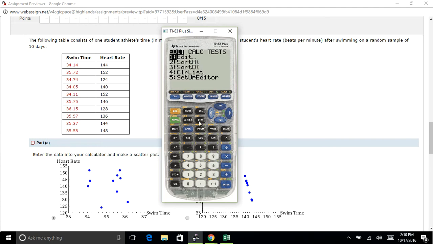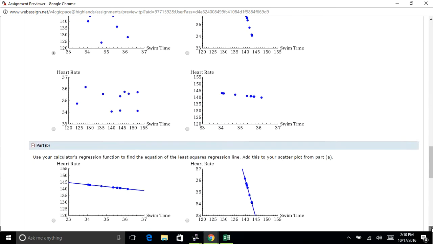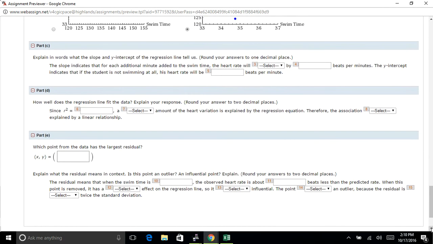So then I go stat, I go over to calc, and I go down to number 8. You can use 4 too again if you want, but I'm just going to stick with number 8. Okay, so it asks down here, what is my slope? All right, so remember, what is your slope that we were talking about?